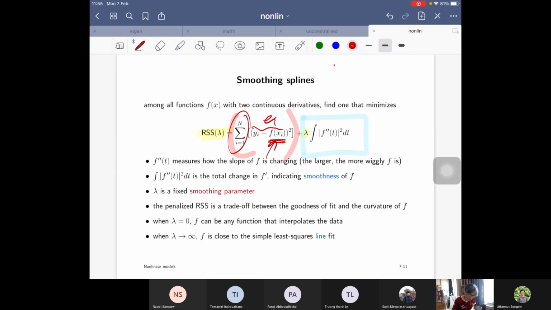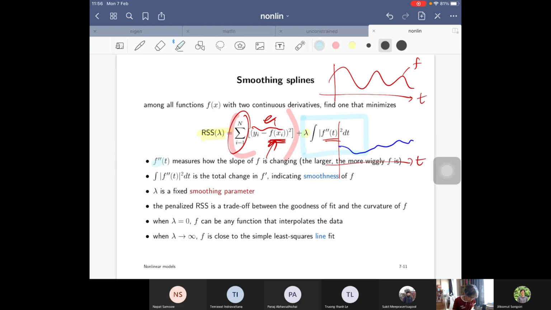So think about this. Suppose this is your t, this is your f, right? Okay, and then your f double prime is also a function of t, right? This is how the slope of the function changes over time, right? f double prime is, of course, the derivative of f prime, and f prime is the slope of f.